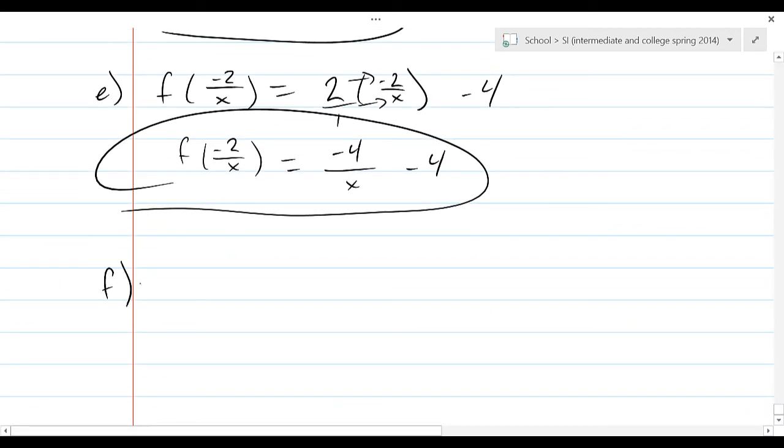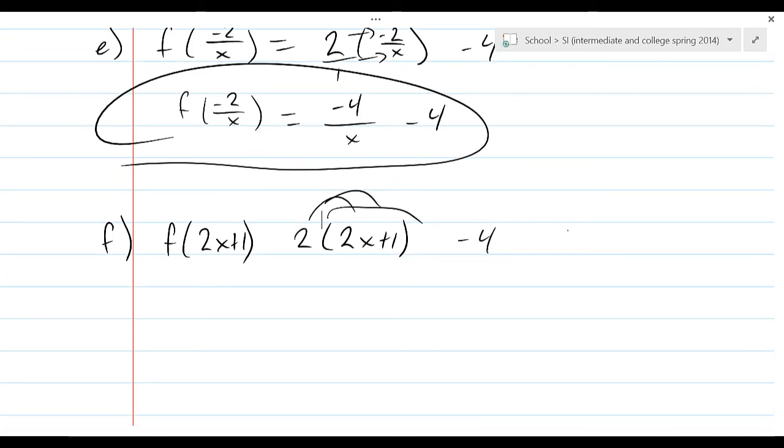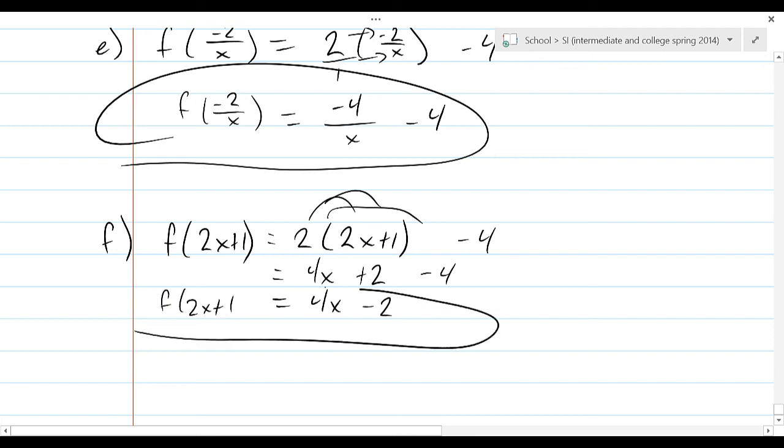And f. The f of 2x plus 1. This is where most people get confused. This is the hardest one, as far as function notation goes. So what we've got is 2 times (2x plus 1). We replaced everything that was an x before, and we just put it in some parentheses, minus 4. Using our distributive property, we distribute, and we get 4x. 2 times 1 is 2, minus 4. So we've got 4x, then minus 2, the f of 2x plus 1. Awesome.